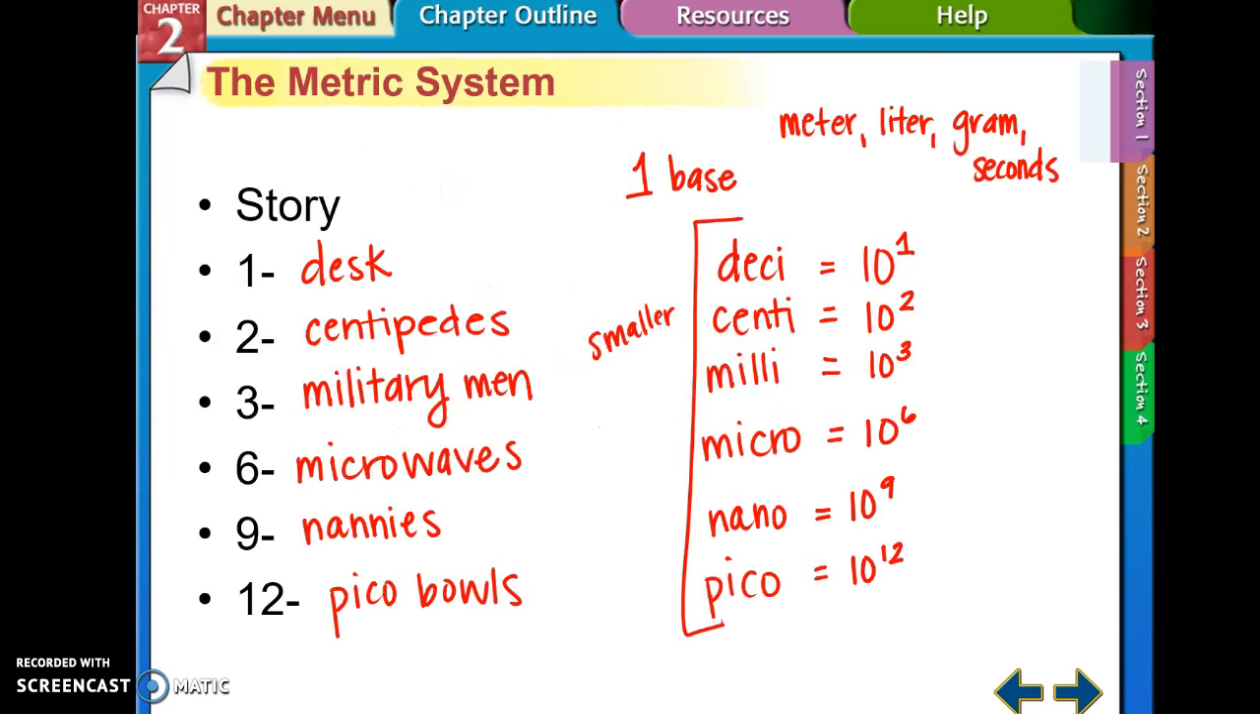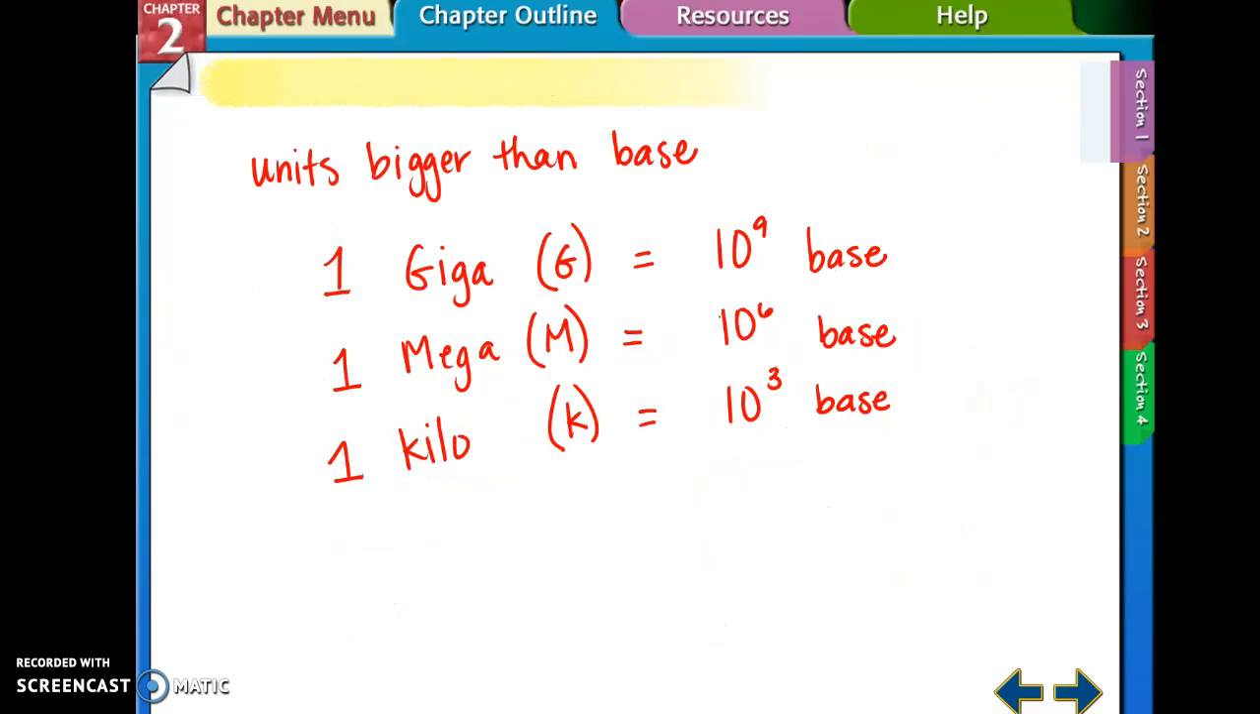Going back just a second, deci would be a lowercase d, centi is a lowercase c, milli is a lowercase m, micro is a u. It's weird, it's a Greek letter, but it looks like a u. Nano is a lowercase n, and pico is a lowercase p. The big thing to remember is that you have to make sure milli has a small m, and that mega has a big M. Alright?